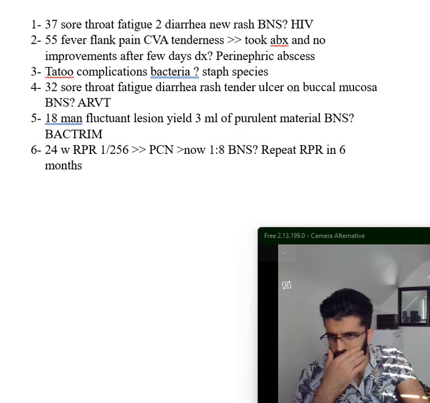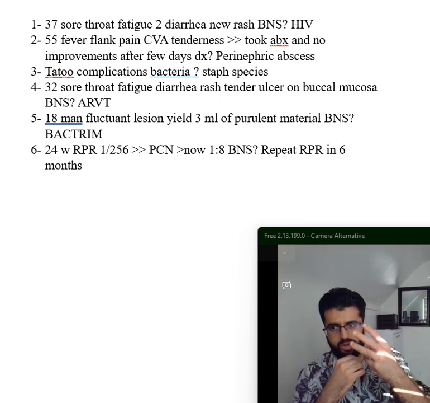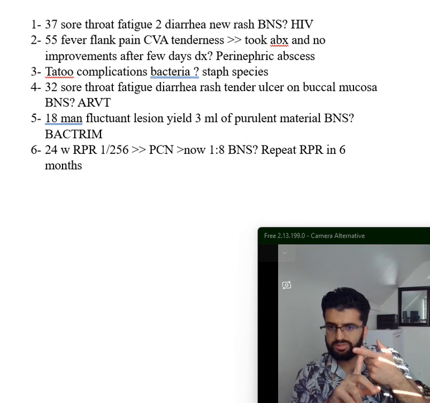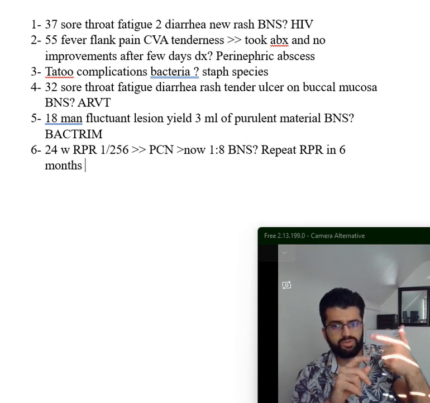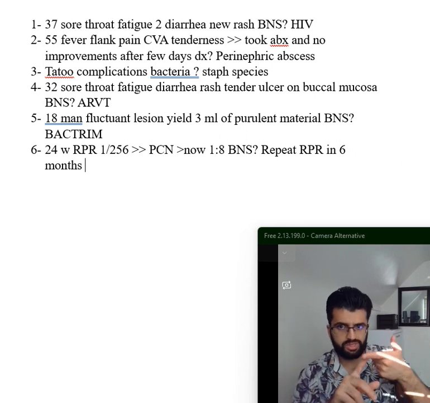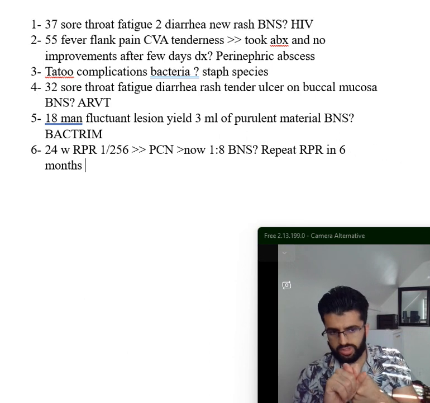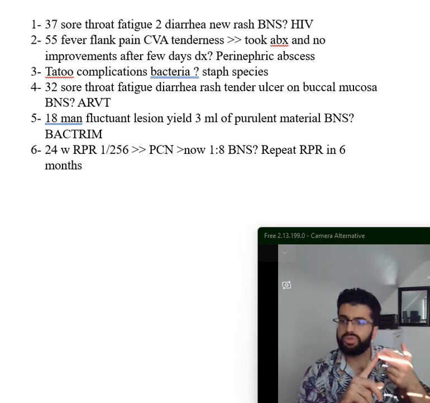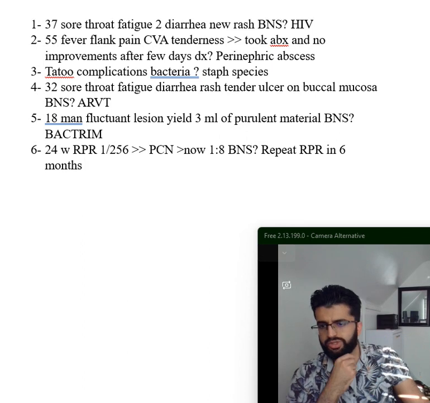Because there are 3 possible reasons for persistently positive non-treponemal testing. Number 1, inadequate treatment, if it failed to fall 4-fold within 6 to 12 months. If it doesn't fall 4-fold, that's what we would aim for. Number 2, if there's reinfection, another time you have sex with somebody with syphilis. Number 3, if there is a serofast reaction, okay?